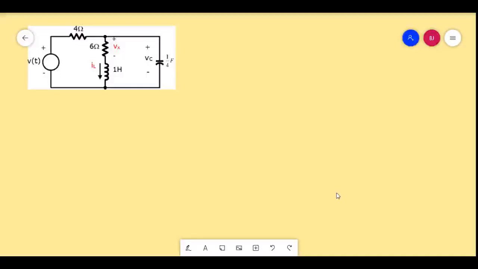Let's try what we've learned from the first example and apply it in the second example. This time around, try to do it first. I'll ask you to pause the video and try to represent this circuit as two individual loops, and we will be using KVL for our mesh analysis.